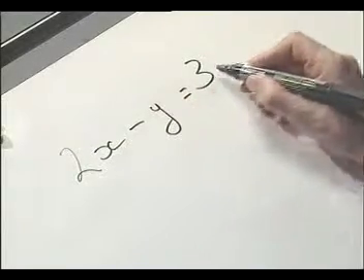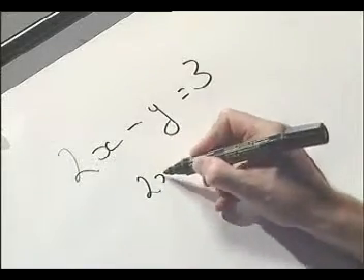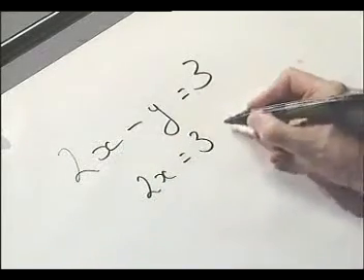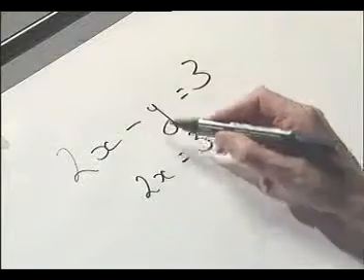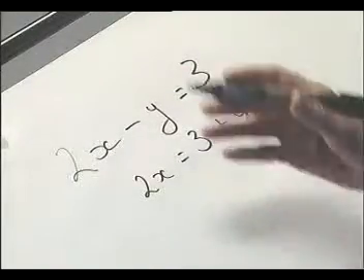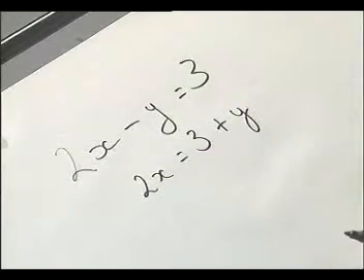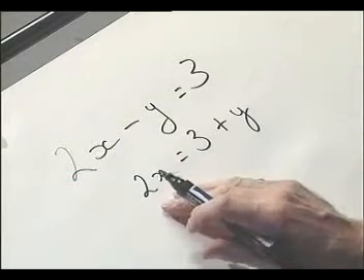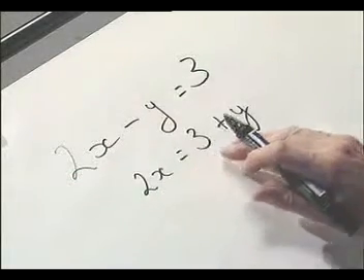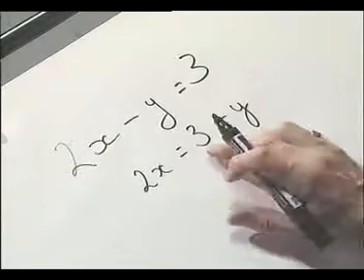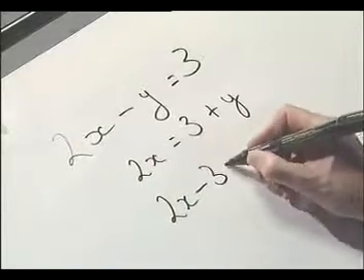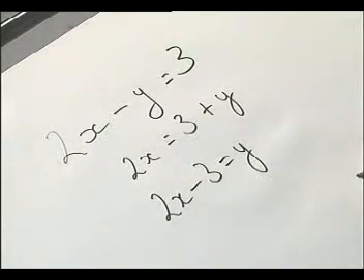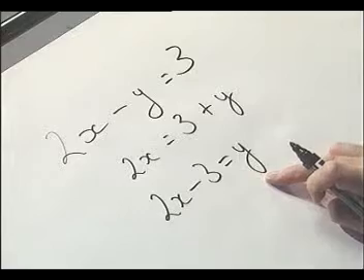We can add y to each side so that we get 2x equals 3 plus y. I did say add y to each side. You might have wondered what happened here. Well, if I've got minus y and I add y to it, I end up with no y's at all. Here we've got 2x equals 3 plus y. So let's take the 3 away from each side. 2x minus 3 equals y. So there I've got a nice expression for y.